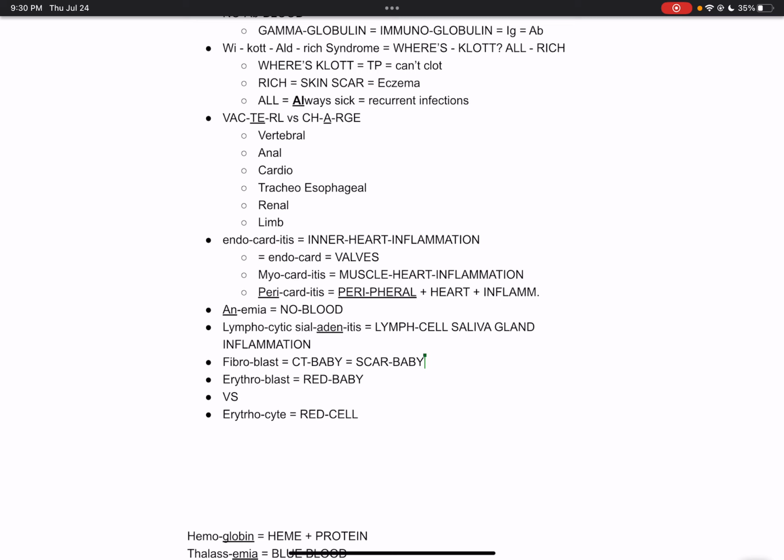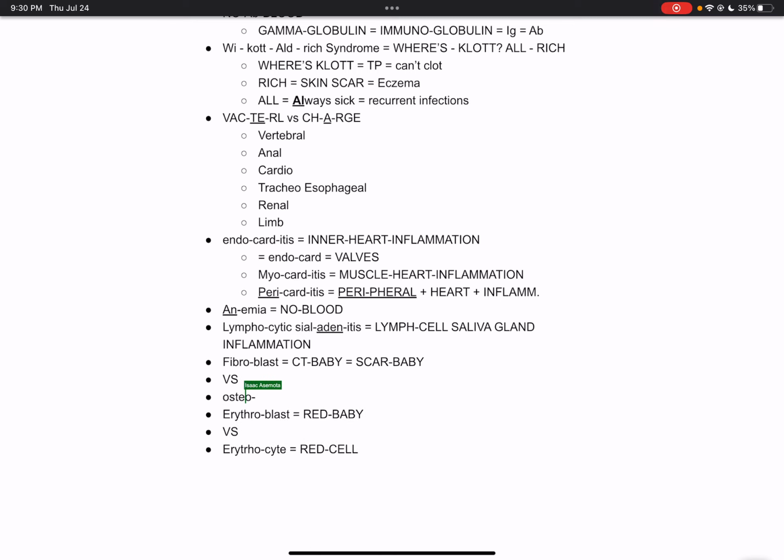Just like an osteoblast is a bone builder. So even though it literally means bone baby, the better word or nickname for it is a bone builder. Just like a fibroblast is a scar builder. Okay, the blast language is being used the same exact way in these two cases.